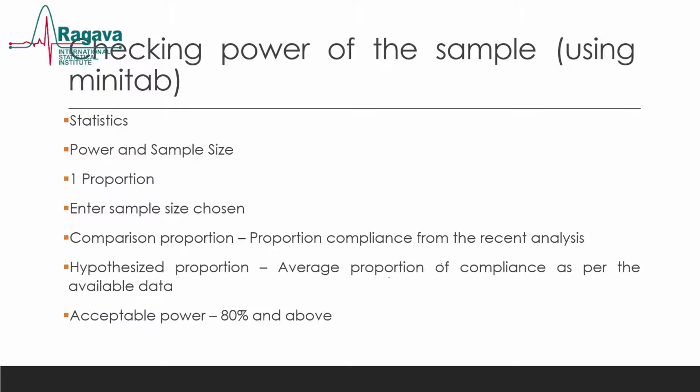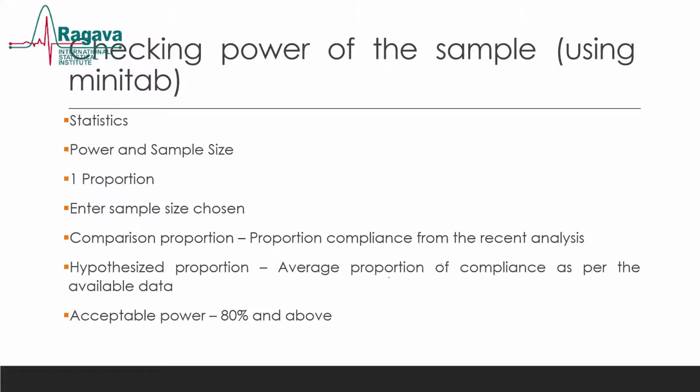So in your Minitab, you will have to select Statistics. There is an option called Power and Sample Size. In Power and Sample Size, there is again a drop down, where One Proportion has to be selected. In that, you will have to enter the proportion, and also the sample size chosen has to be entered. The comparison proportion is the proportion of compliance from the recent analysis.